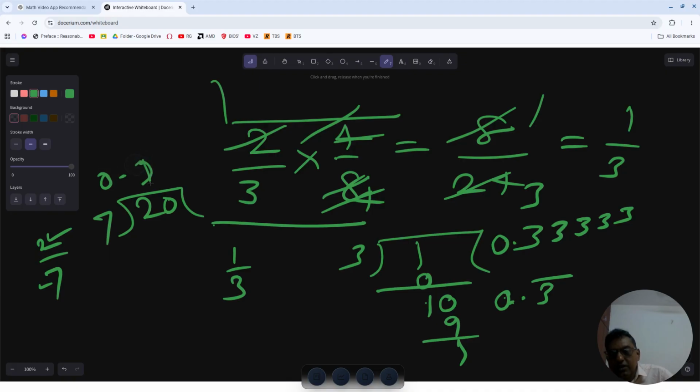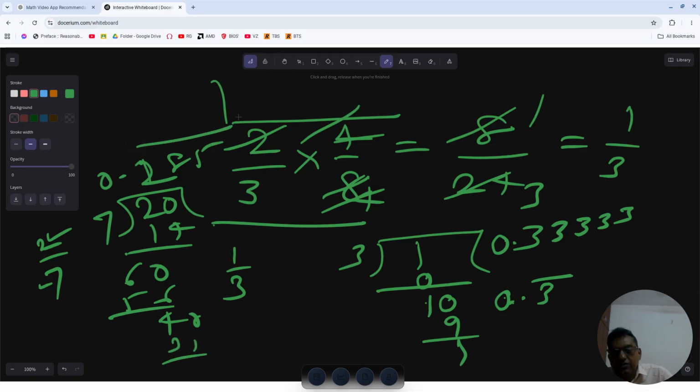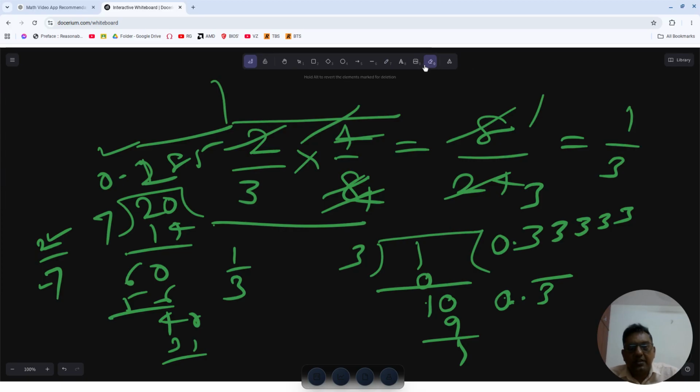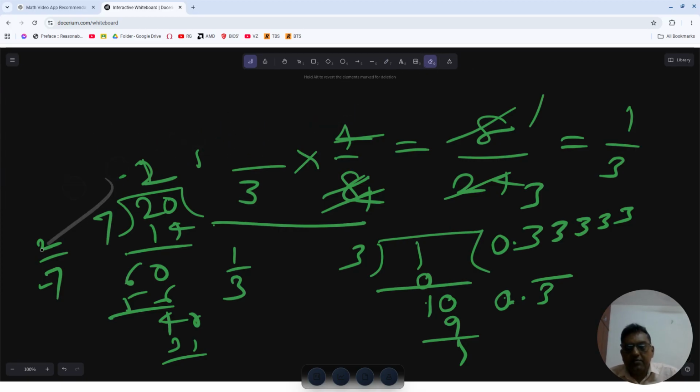7 2s are 14, and 20 minus 14 becomes 6. Another 0, 7 8s are 56, it becomes 4. Then again 0. So 7 7s are 49, 7 5s are 35. So this number again and again goes. So this is also non-terminating, but this is the common example of how a decimal is terminating and how it is non-terminating.